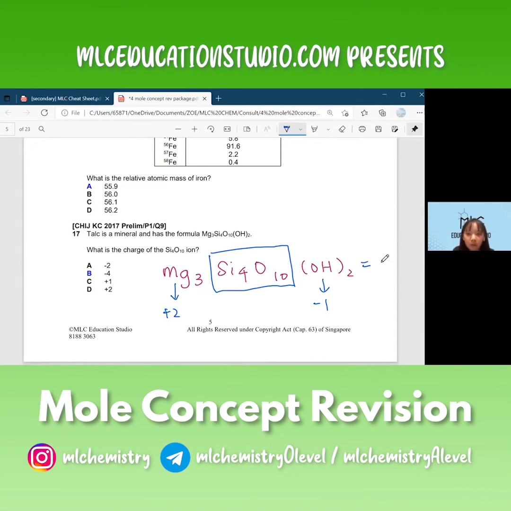Overall, this whole thing should be equal to 0. If it's a compound, that means if the top doesn't have a charge, everything, the overall charge should be equal to 0. NaCl, the overall charge equals 0. MgSO4, overall charge equals 0, etc. Always equals 0. And if you have Mg3 times 3, OH2 times 2, calculate what is X. So X should be equal to -4.